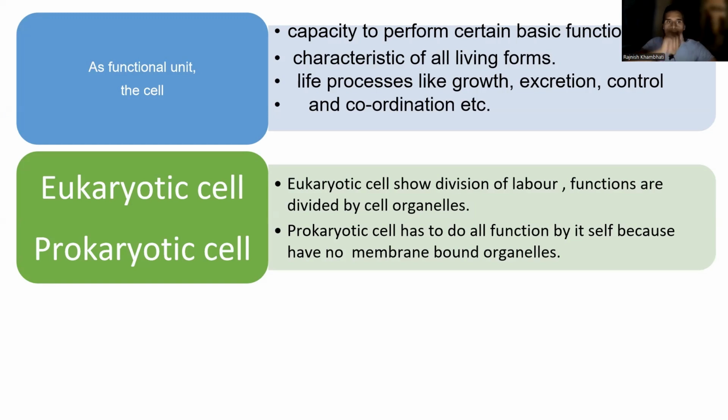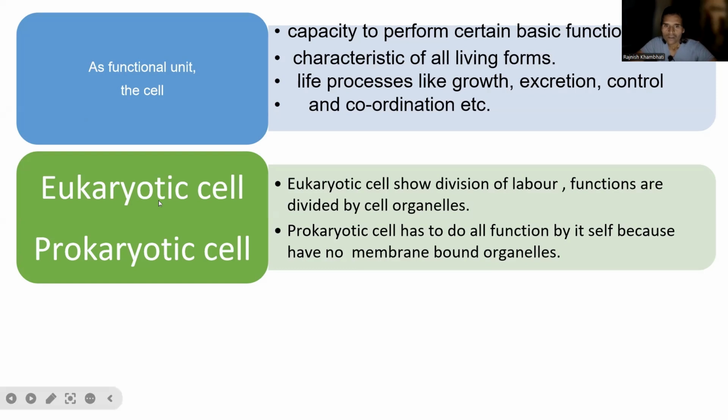Now let's move ahead. As a functional unit, the cell has the capacity to perform certain basic functions. Which basic functions can a cell perform? You can see it can perform life processes like growth, excretion, control and coordination, digestion, respiration, etc. The cell can perform these functions, and that is why the cell is the functional unit.